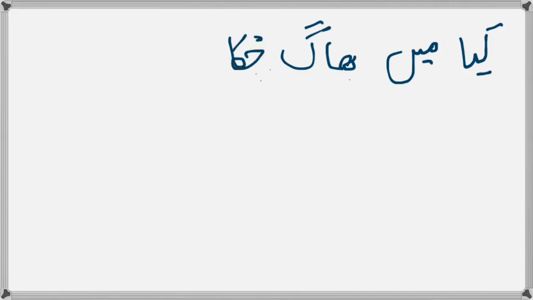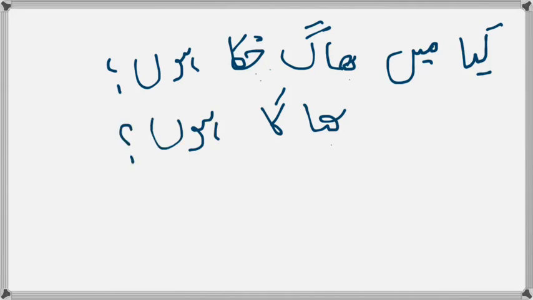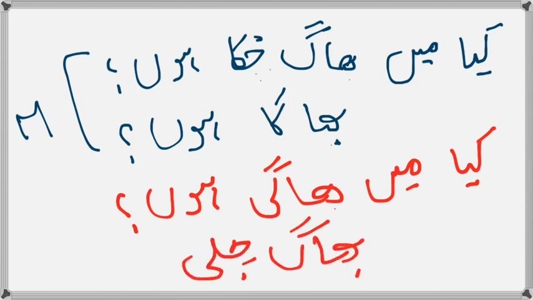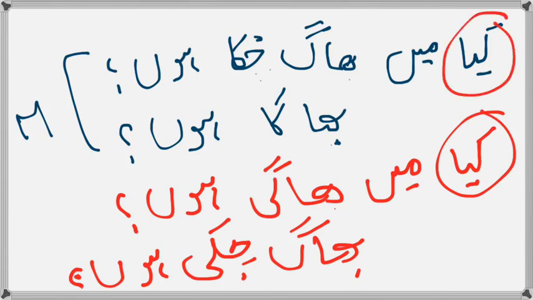Similarly, for interrogative sentences, we just add क्या. क्या मैं भाग चुका हूं? और क्या मैं भागा हूं? Both are correct for the male version, and for female, क्या मैं भागी हूं? Or we can say क्या मैं भाग चुकी हूं. And similarly, we just have to add क्या for a question in front of the sentence, and we use the simple present perfect tense. क्या वो भागा है. क्या वो भागी है.